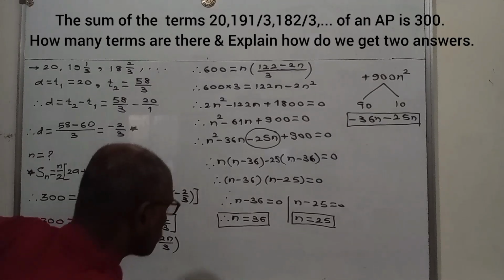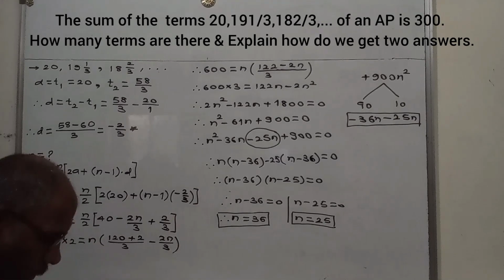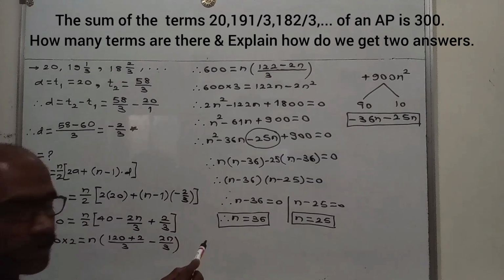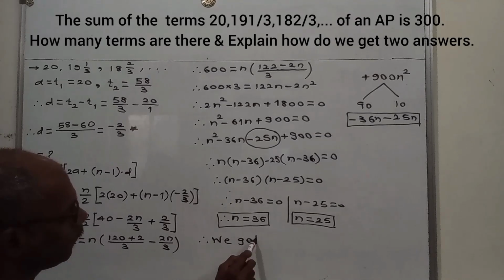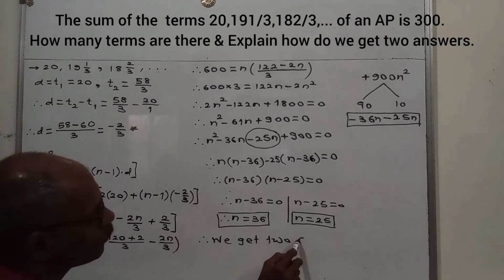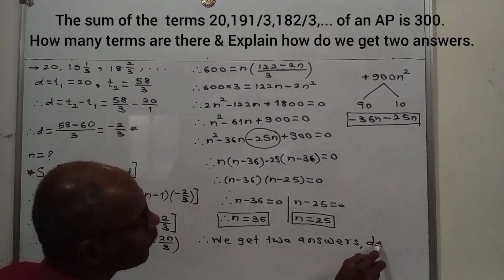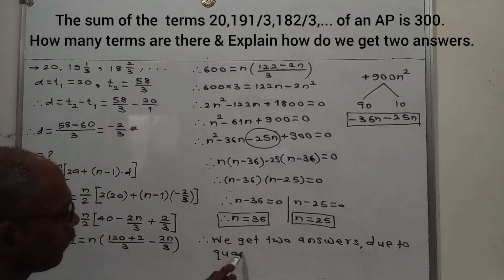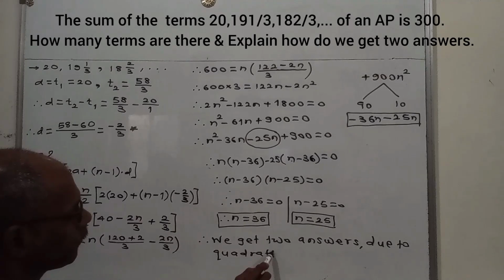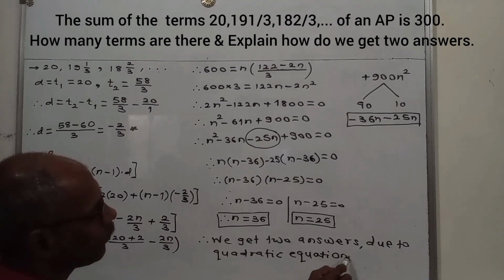Then what is our question? Why do we get two answers? We get two answers due to the quadratic equation.